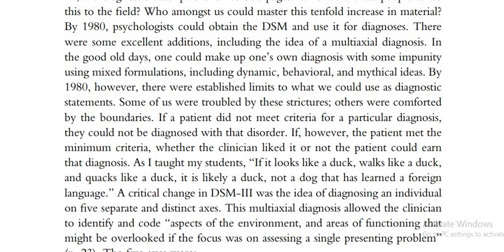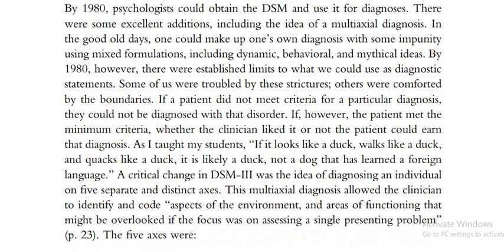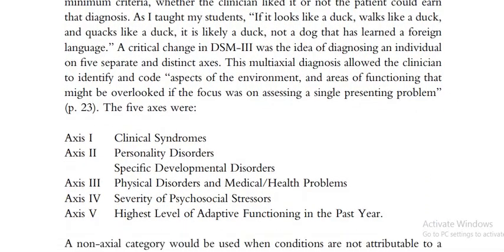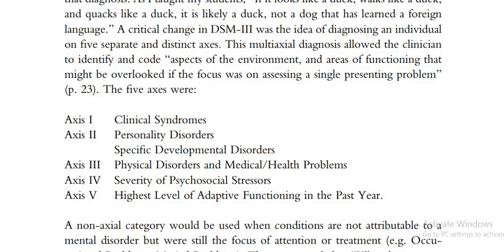A critical change in DSM-3 was the idea of diagnosing an individual on 5 separate and distinct axes. This multi-axial diagnosis allowed the clinician to identify and code aspects of the environment and areas of functioning that might be overlooked if the focus was on assessing a single presenting problem, in brackets, page 23.